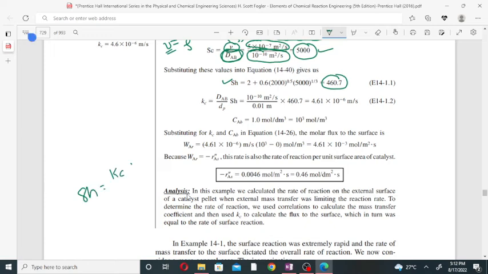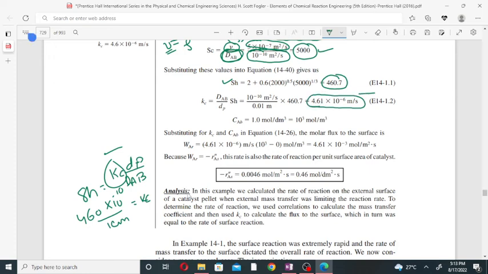Kc into the diameter of the particle divided by the diffusivity of component A in B. So the Sherwood number obtained is 460, the diffusivity of A and B is given to us as 10 raised to power minus 10, and the diameter of the particle is 1 centimeter. So you can easily determine the mass transfer coefficient. The mass transfer coefficient here is 4.61 times 10 raised to power minus 10 meter per second. This is the mass transfer coefficient, and the CAB value is given, it is 1 molar. So simply put all the values in this equation.